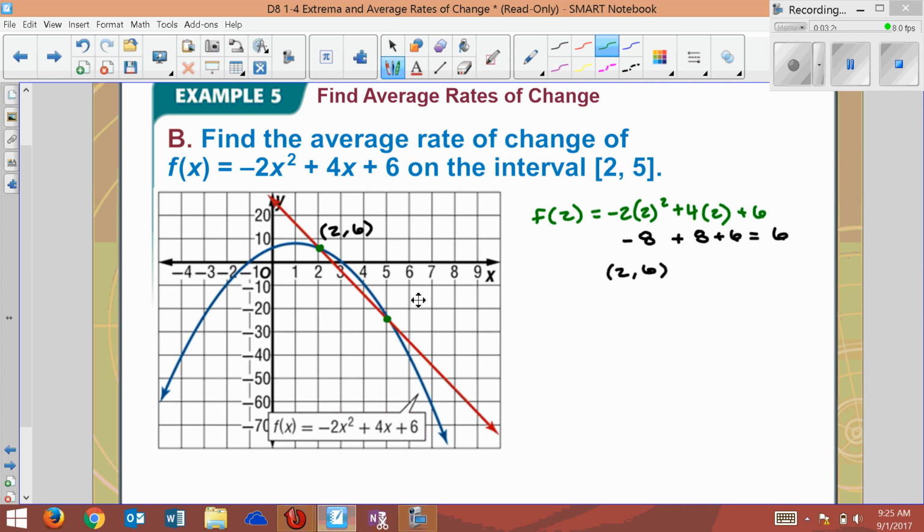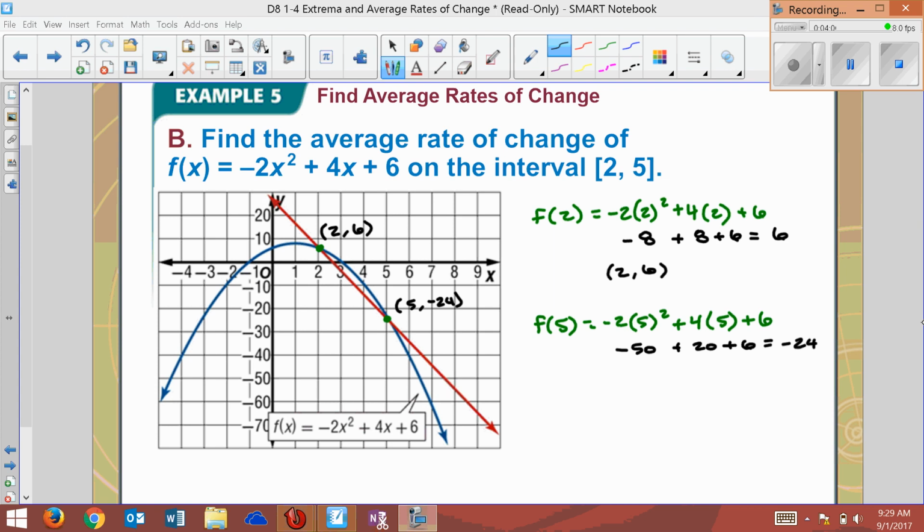And now let's find the other point when x is 5. We have -2 times 5 squared plus 4 times 5 plus 6. We do some math here. 5 squared is 25 times -2 is -50, plus 20 plus 6. So if I owed someone $50, and I have 20, well, I still owe them 30 more, but then I get $6 more, so I still owe 24. That means this point is 5, -24.